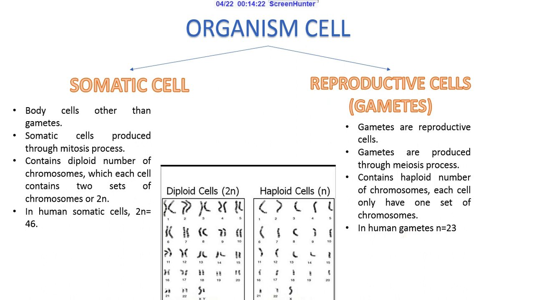So first, in an organism, we have somatic cells and also reproductive cells. So what is a somatic cell? A somatic cell is a body cell other than the gametes. The somatic cells are produced through the mitosis process, and they contain a diploid number of chromosomes, where each cell contains two sets of chromosomes, or 2n. In human somatic cells, 2n is equal to 46.